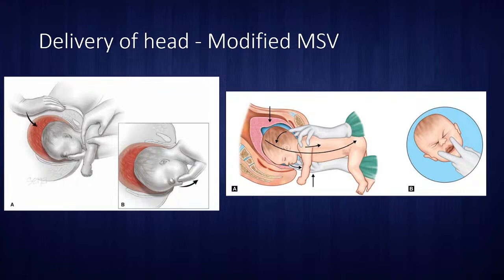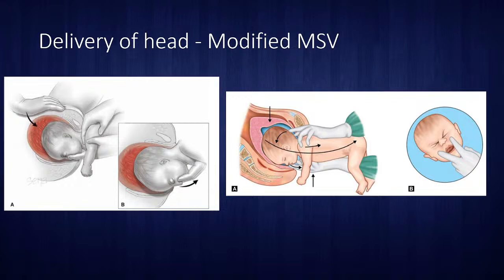One is the MSB technique, the Mauriceau-Smellie-Veit technique. In this technique you put your finger below the fetus, on the ventral surface, and your two fingers will be on the malar eminences, like this. Here you can see two fingers on the malar eminence. The other hand will be over the shoulder. So you are holding the fetus like this, and in that case you have to drag it.